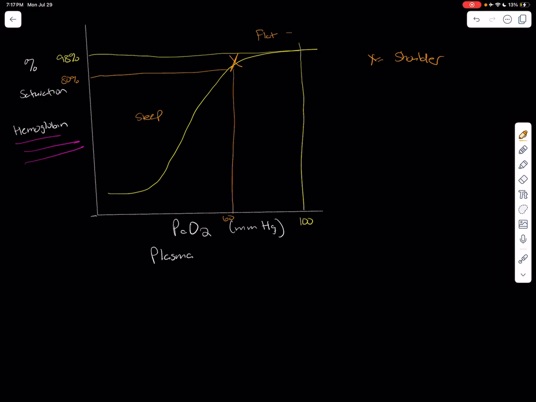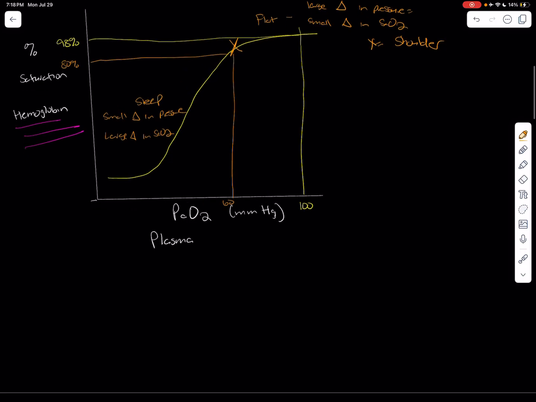So, right, here I'll write some of that. Flat: large change in pressure, where delta is change, equals small change in saturation, okay? On the steep part: small change in pressure equals large change in saturation, okay? And that's not great. So that's kind of the basic overview.